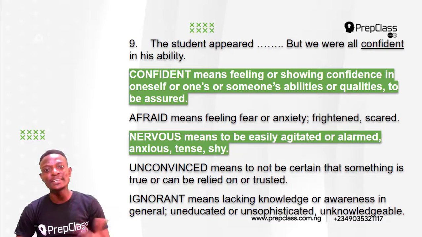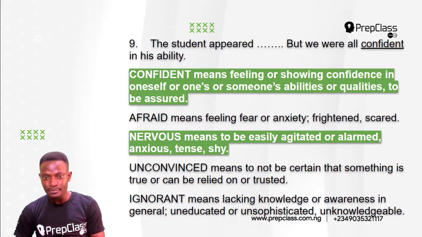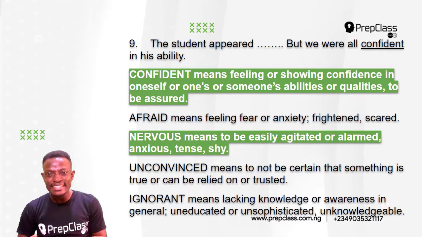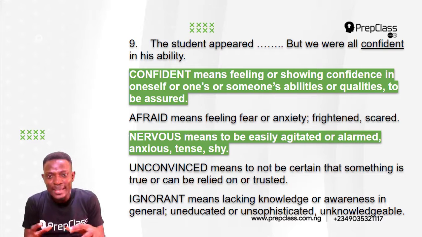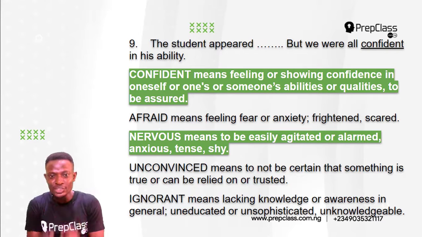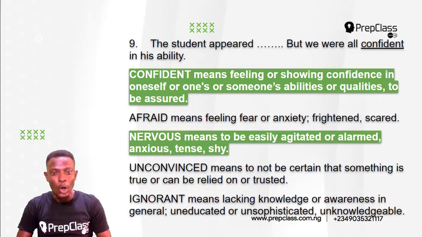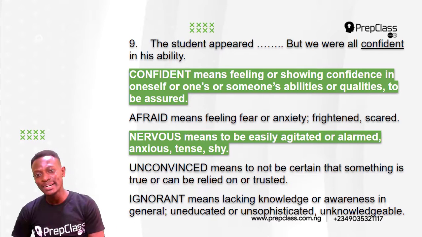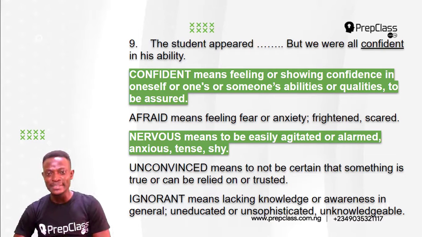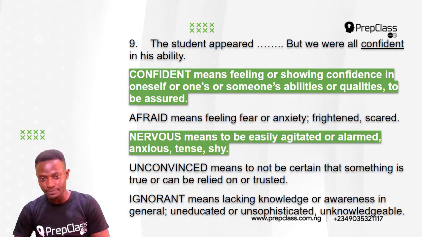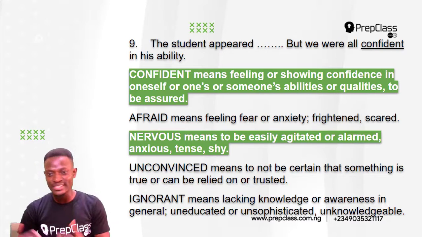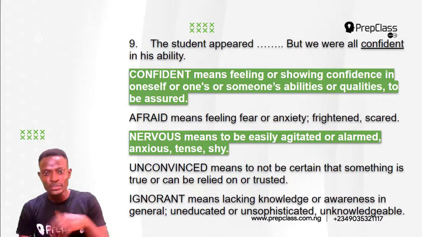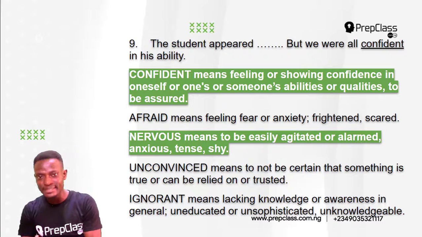Option A, afraid means feeling fear or anxiety, being frightened, scared. Option B, nervous means to be easily agitated or alarmed, to be anxious, to be tense, to be shy. Option C, unconvinced. Unconvinced means to not be certain that something is true or can be relied on or trusted. Option D, ignorant. Ignorant means lacking knowledge or awareness in general. Uneducated or unsophisticated, unknowledgeable. So which of these options is the opposite in meaning to confident?